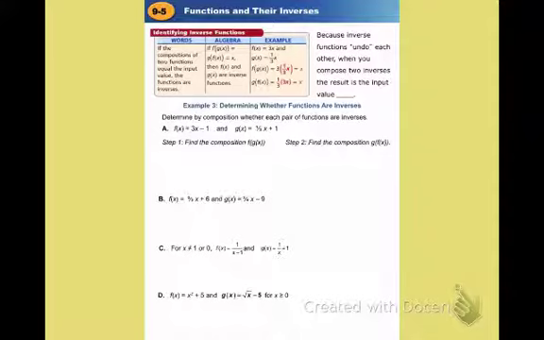And if we combine them under composition in both directions, and that means if we do f of g of x, as you see here, and g of f of x, and the output for both compositions is x, then that means the two relations must be inverses of each other. So if you combine them under composition both ways and you get x, then they must be inverses.